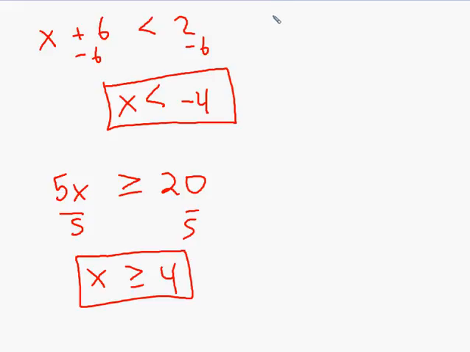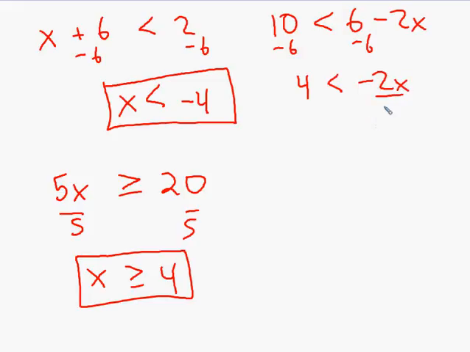Well, maybe I have something like this. 10 is less than 6 minus 2x. This is kind of a big kahuna. Yep, we'll subtract 6. So what do we get on the left? Is less than. Okay, now what do we do? Divide by -2, and here's where we divided by a negative, so flip.